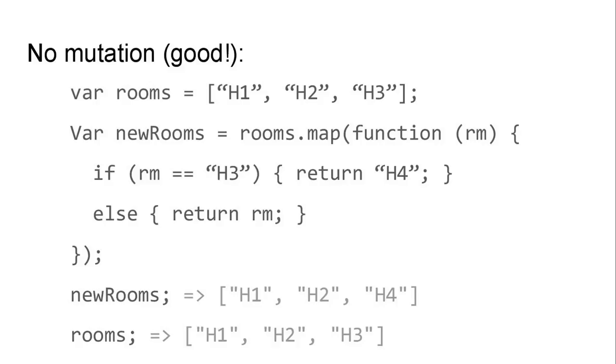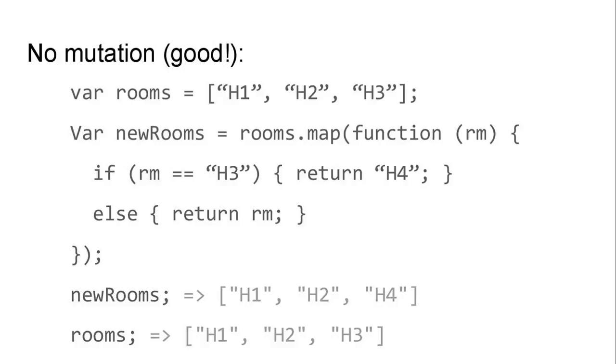So a better way to go about things is to think of all data as immutable, never changing. For example, with no mutation, we still have our rooms, which has the wrong H1, H2, H3. But instead of changing it in place, I'm going to make a new rooms array using this map function that we talked about a little bit earlier, where I'm feeding a function into this map, which looks at each room in the list, and if the room is H3, it returns H4 instead of H3. Otherwise, it returns whatever the room was.